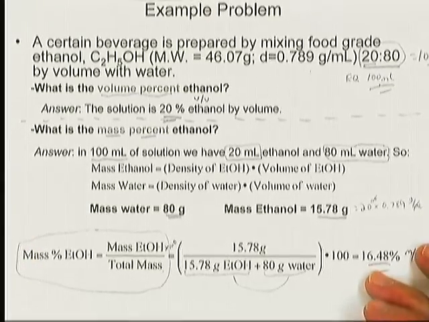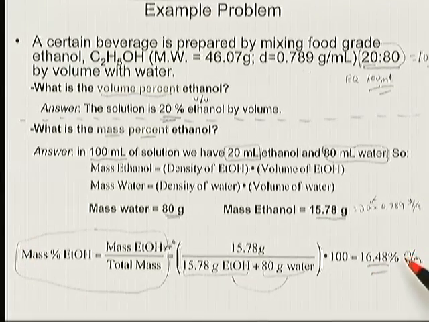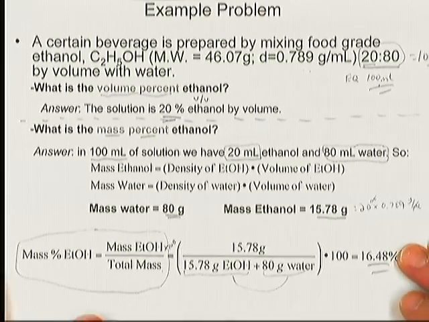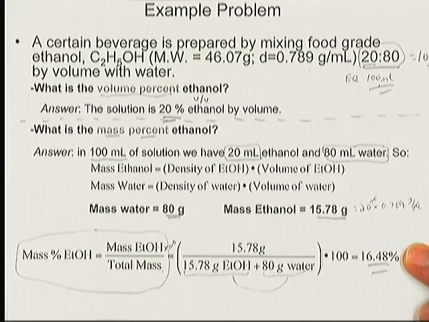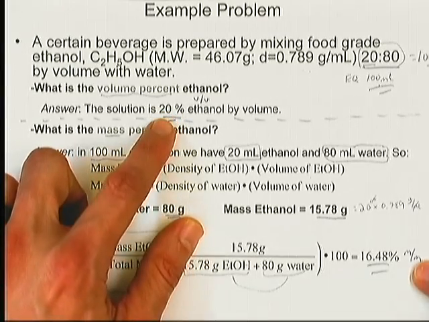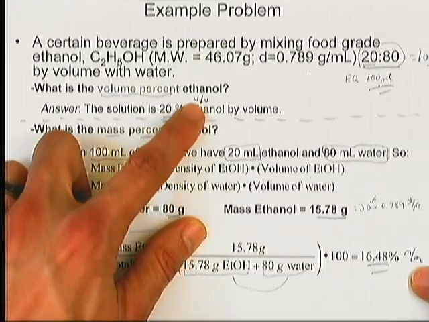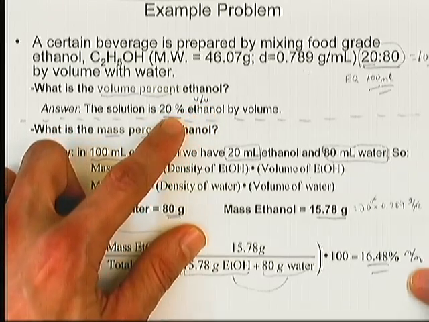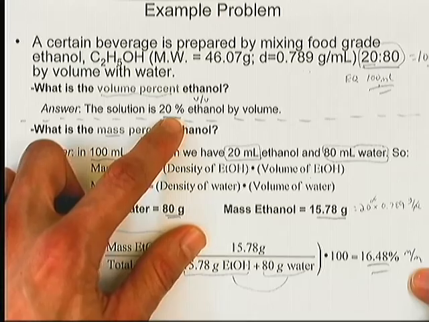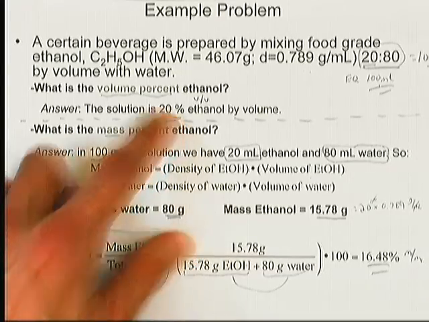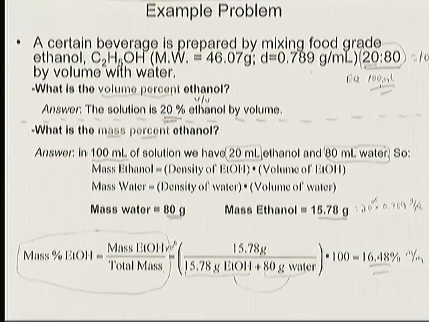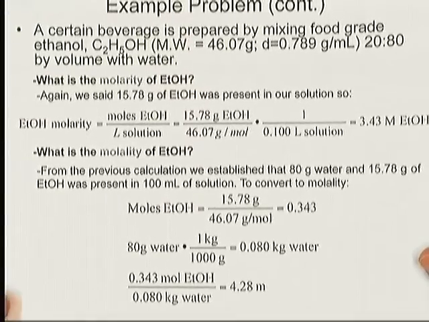Now you can see why it's important when you're reporting your results to show which percent you're talking about. If I just said, oh, it's 16.48%, well, is that mass percent? Is that volume percent? If I don't tell you it's mass percent, you might think it's volume percent. And of course, we already said the solution was 20% by volume. So you've got to report, is it V/V, is it M/M? You've got to tell people which measure you're computing here. That's very important. Okay, all right, let's move on.